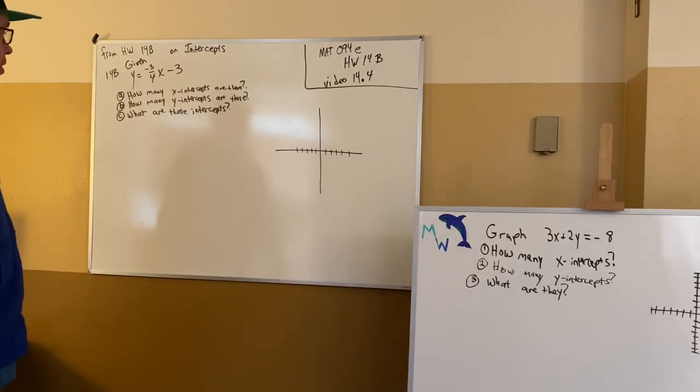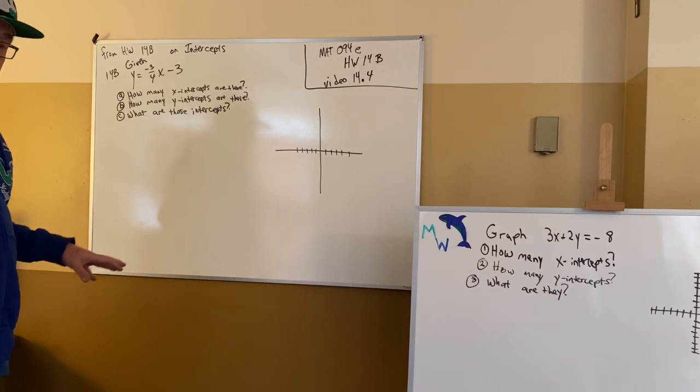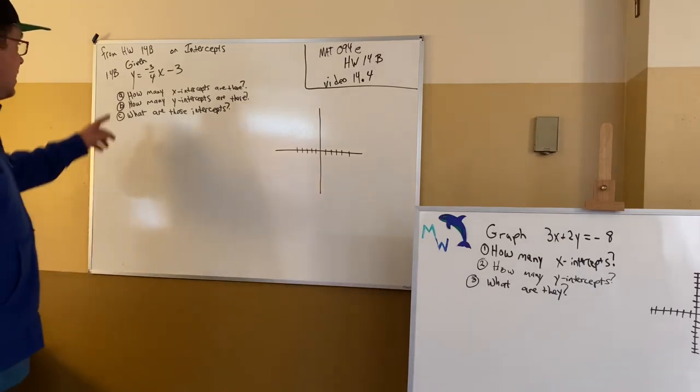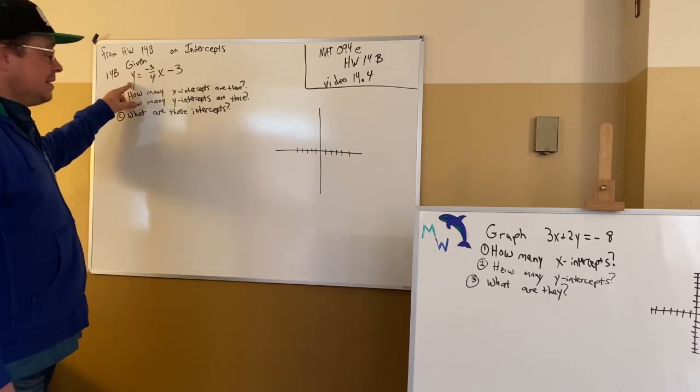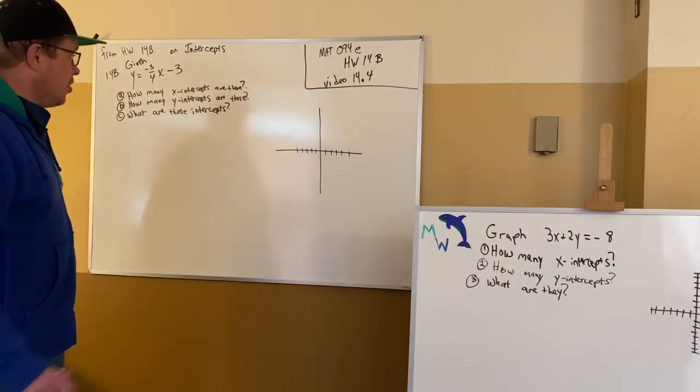You can look it up in the book if that's the way you want to go, to decide whether this is going to have x-intercepts or y-intercepts. We have a way of knowing that anyway. This has a y, an x, and a number that's not 0. So both of those are going to be 1.